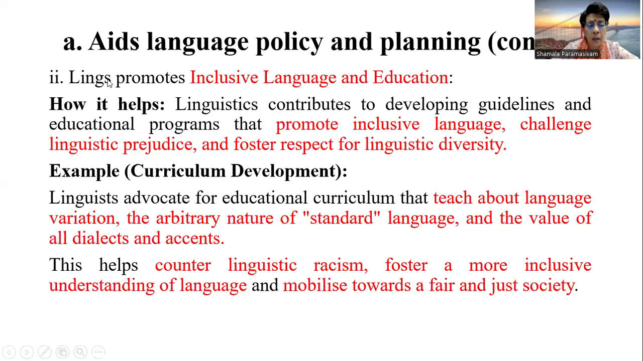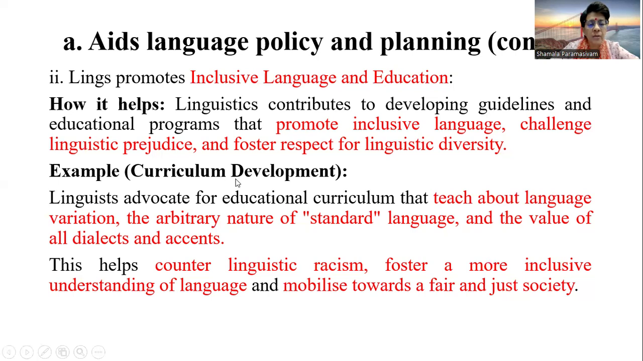Then moving on from the standard, linguistics also can promote inclusive language and education. It has a role here because linguistics can contribute to developing guidelines and educational programs that promote inclusive language, challenge linguistic prejudice, and foster respect for linguistic diversity. Once a language has been decided as the standard language, what happens to the other varieties or the other dialects in that particular region? They cannot be disregarded because it can lead towards loss and death. And this will not contribute towards a just society because every dialect and every variety of a language is equally important.